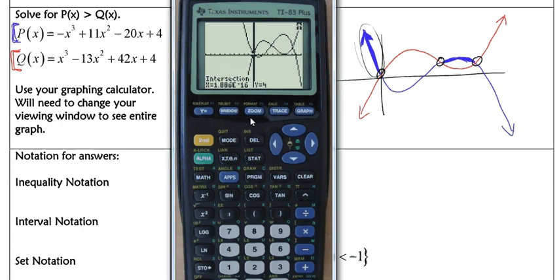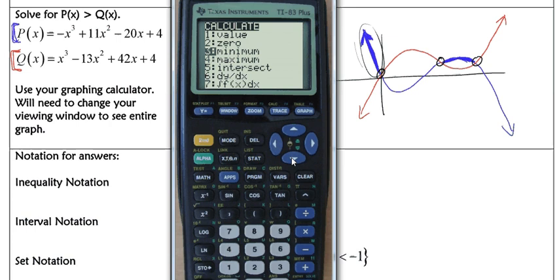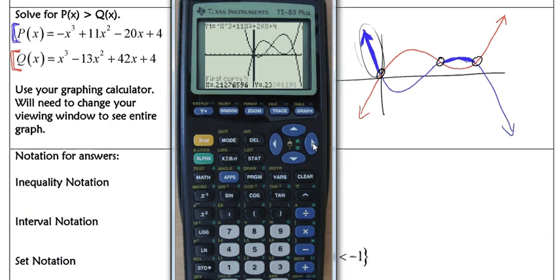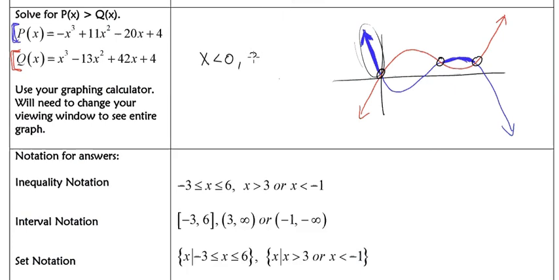So again, you're going to hit second, calculate, head on down to intersect, and get close to that point of intersection. And this time it's going to tell us the x value of 3.76. It tells us where the y value is as well, but all we really care about is the x value. So 3.76. Now that is not included because we're not looking for or equal to, but x is going to be greater than 3.76. And now let's find our last one.